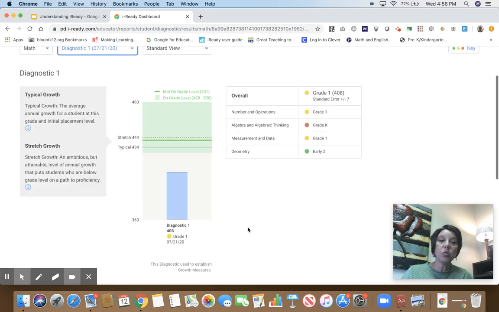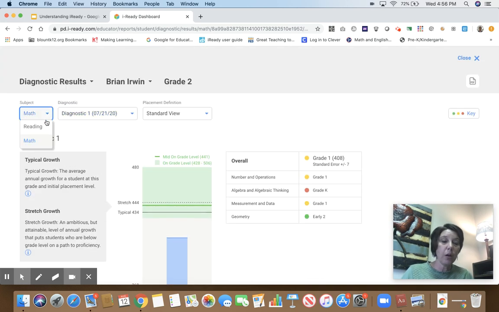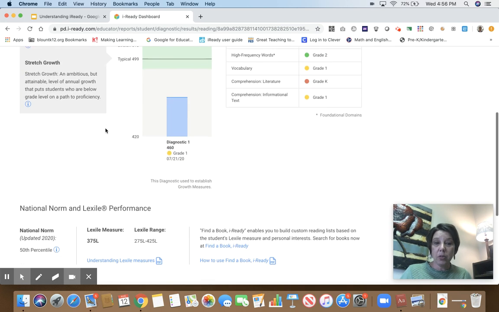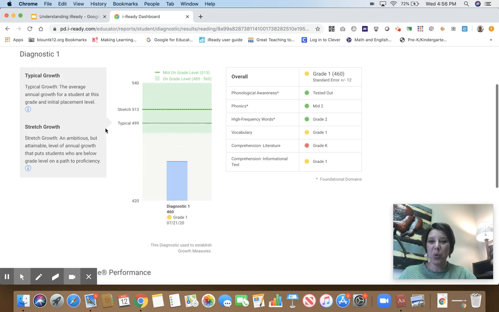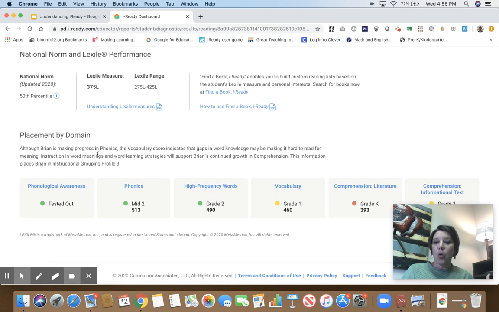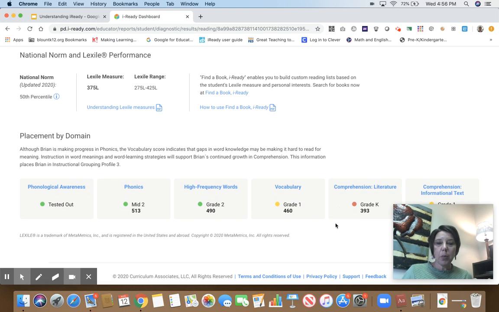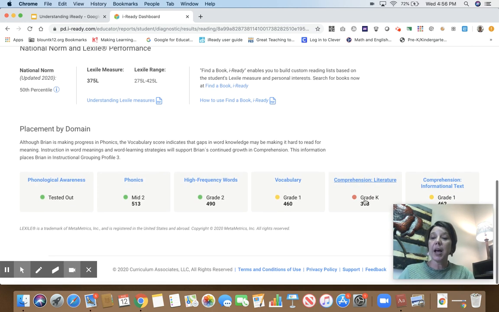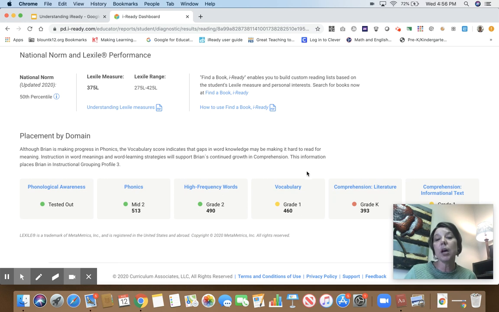So let me show you the same thing with reading. So I'm going to just flip back to reading. So when we go down to the bottom, again, we want that blue bar to grow. We can see that Brian is going to be working on comprehension literature in his online lesson plans. And my screen's hiding here. Oh, looks like vocabulary is going to be his other domain that he's going to be working in reading.